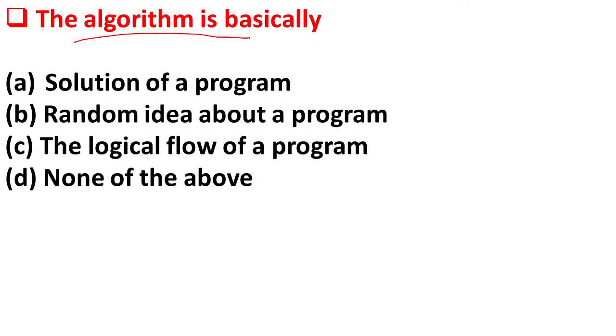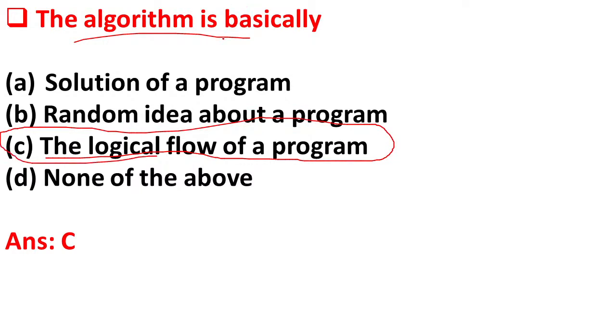The algorithm is basically option A solution of a program, option B random idea about a program, option C the logical flow of a program, option D none of the above. So here the right answer is option C, the logical flow of a program. The algorithm is basically the logical flow of a program.